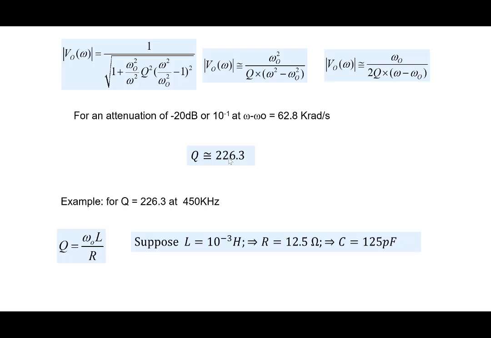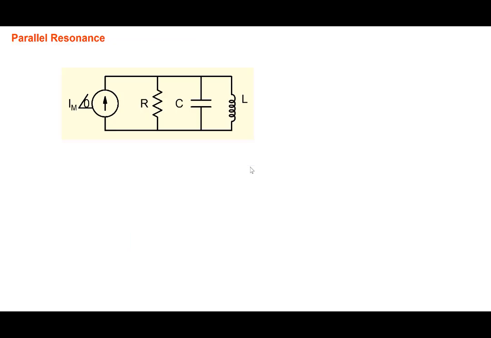Now there are applications where you're not happy with minus 20 dB, you want maybe minus 40 dB or minus 60 dB attenuation, and therefore even higher values of Q would be required in those cases. You may require Q of maybe 10 to the power 4 or even higher. Okay, so let's come to the complementary circuit, which is the parallel resonance circuit.